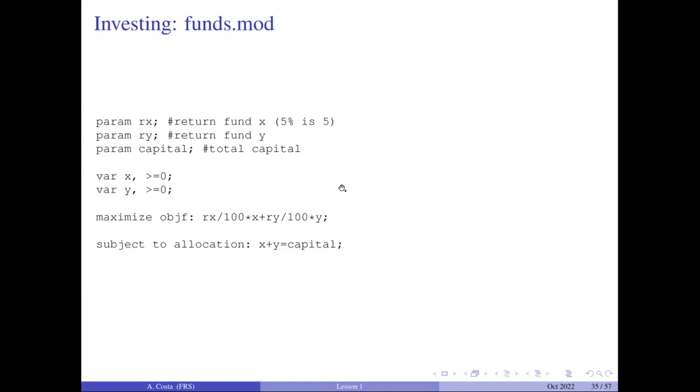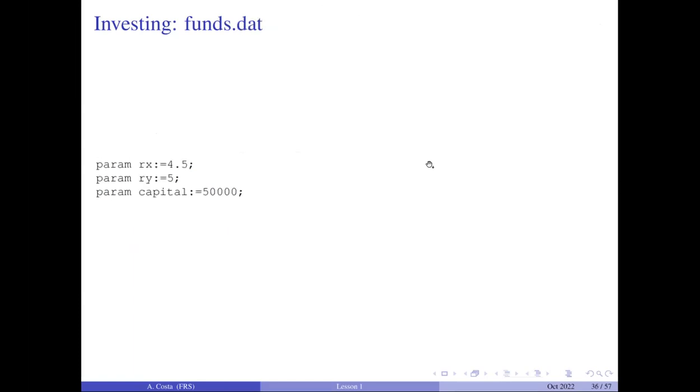Is it clear? Any question about this model? No? Okay. So what about data? Well, data, very easy. We have to define the three parameters. So param Rx is 4.5, the return of fund X. Then we have param Ry, 5, the return of fund Y. And then we have param capital, that is 50,000, the total capital we have.